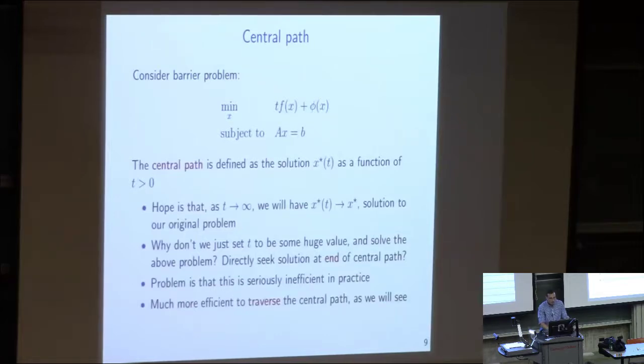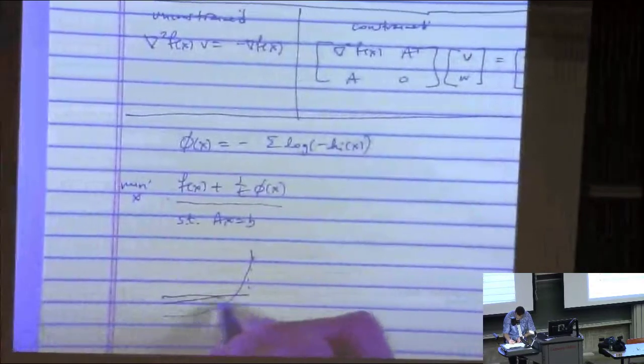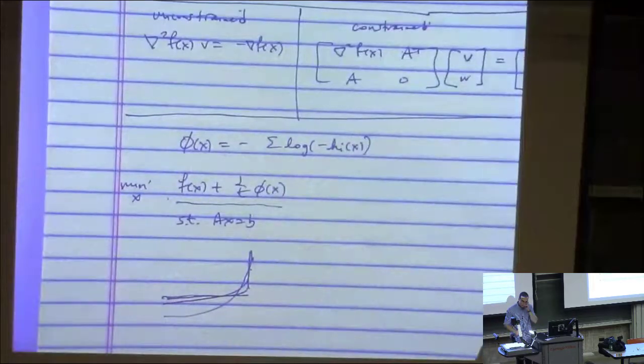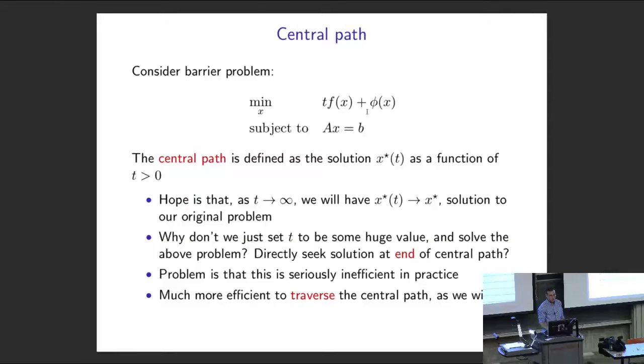The hope is that if we make t really big, the central path solution approaches the solution to our original problem, right? Because as t gets bigger and bigger, we have this indicator function that we've been smoothly approximating. It's a better and better approximation. It looks more and more like the indicator, right? So eventually we should get that this problem is so close to our original constrained problem that the solutions coincide in the limit.